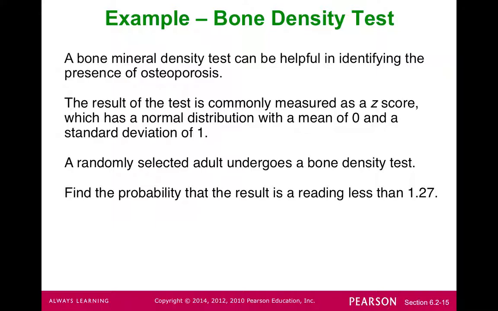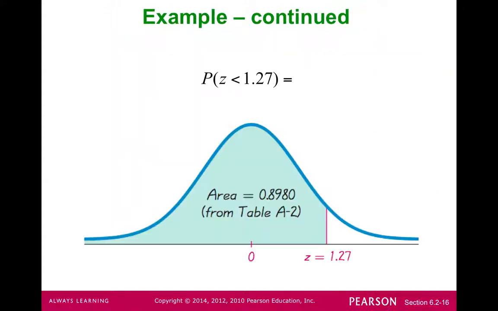So in this problem, a randomly selected adult undergoes a bone density test. We want to find the probability, or the area under the curve, because those are the same thing, that the result is a reading less than 1.27. So that 1.27 is actually our z-score, and we're going to use that z-score and our table to find the probability or the area that corresponds.